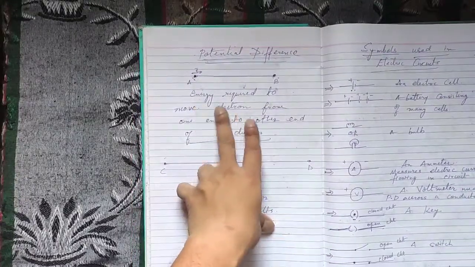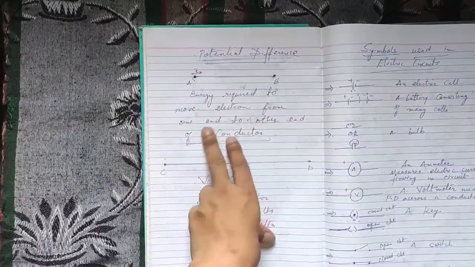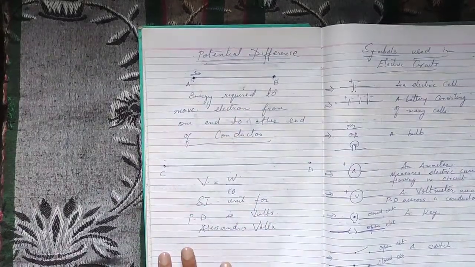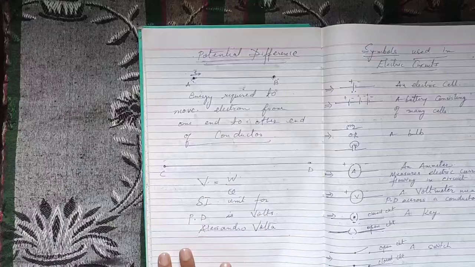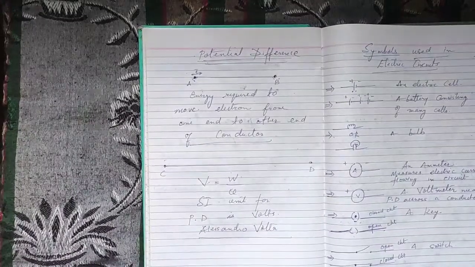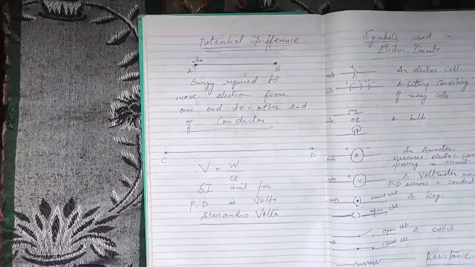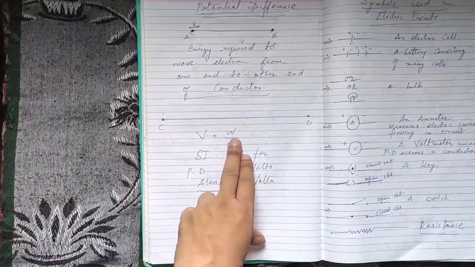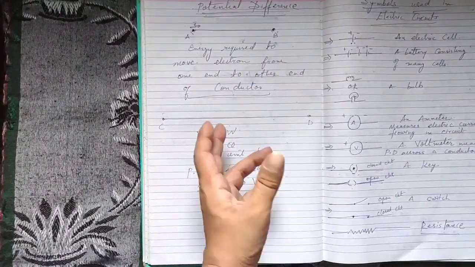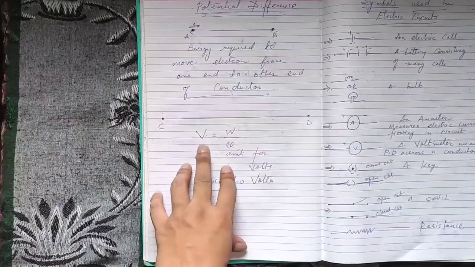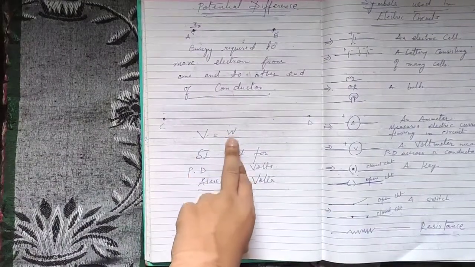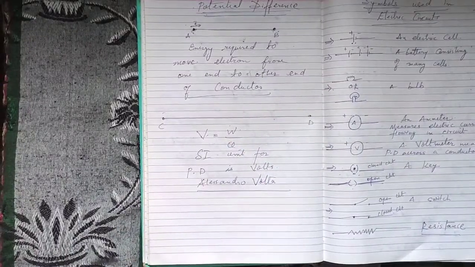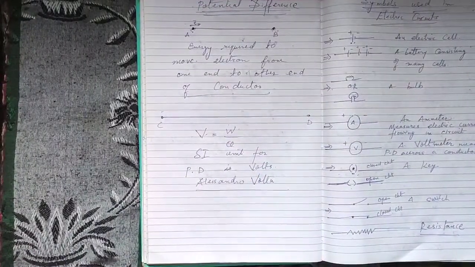It is given as the energy required to move an electron or charge from one end to the other end of the conductor, and this is known as potential difference. As the definition suggests, energy required is equal to work done. That is why potential difference V is W upon Q, where W is work done in moving a unit charge, and that charge is given by Q.